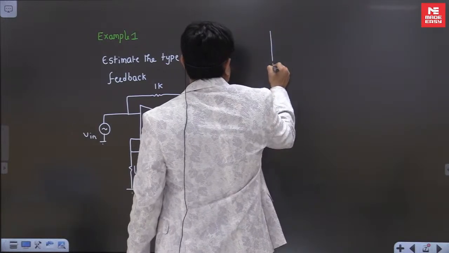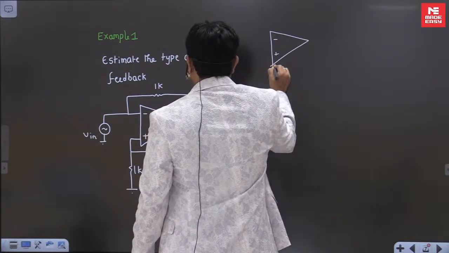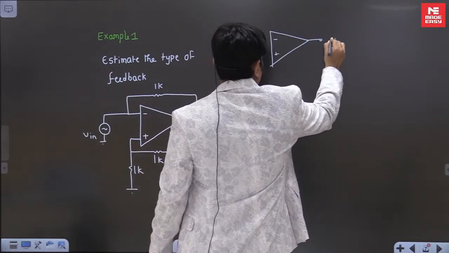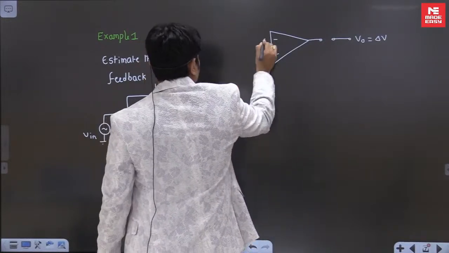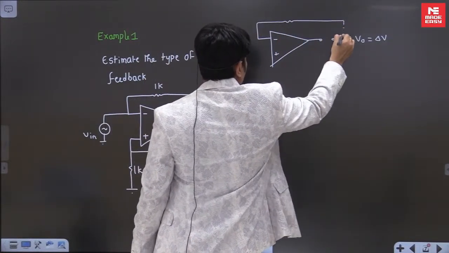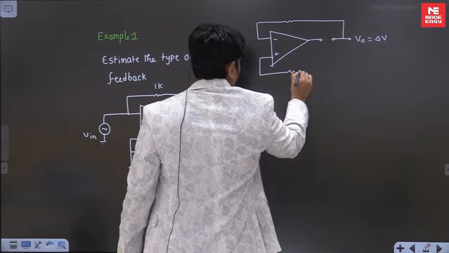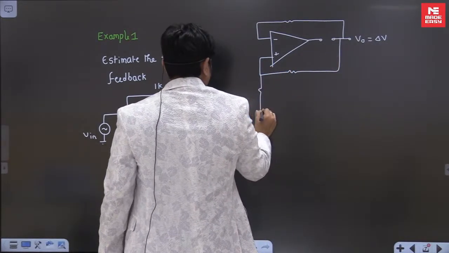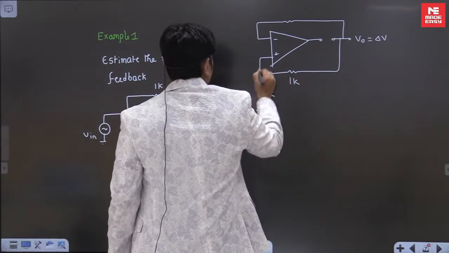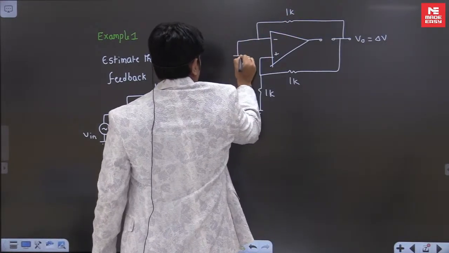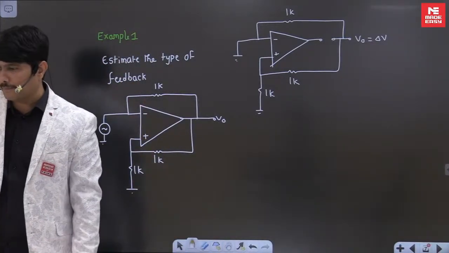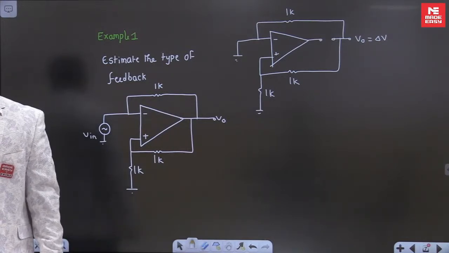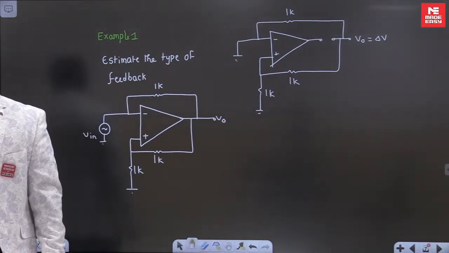Let us finish off. This is your op amp, minus and plus. Break it and take the output as slightly increasing, del V difference, and this is connected to feedback. This is 1K, this is 1K, this is 1K, and this is ground. The model you have to represent like this now. Can you tell what type of feedback it is now? Can you check whether this feedback is a positive feedback or a negative feedback?